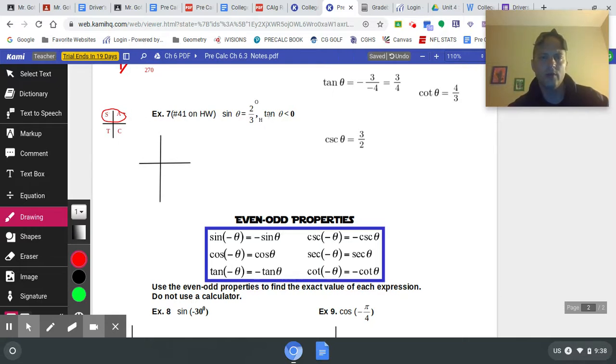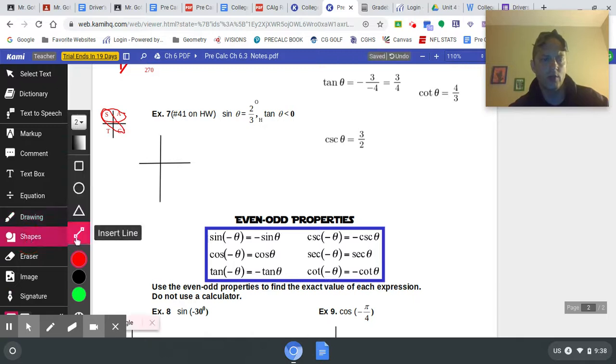Well, they also told me where tangent of theta is a negative number. Okay. Well, tangent is positive in A and T. T for tangent, A for all. So that means it's negative in the other two. Okay. So that tells me where I'm drawing my triangle. My triangle, okay, will be in this quadrant.